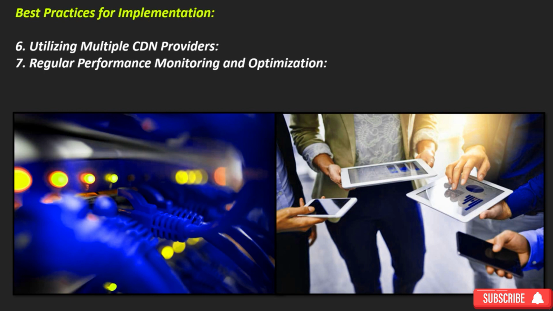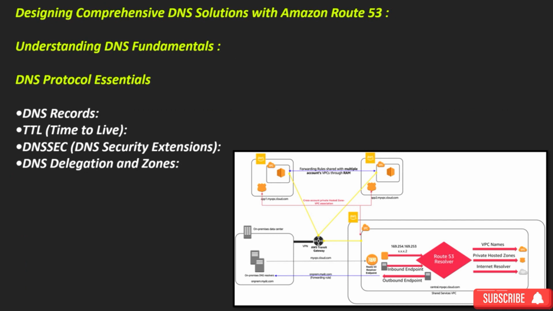Okay, the next point we need to discuss is designing comprehensive DNS solutions with Amazon Route 53. The Domain Name System, the DNS, is the backbone of the internet, translating user-friendly domain names into IP addresses that computers use to identify each other. In the cloud era, having robust DNS solutions is crucial for ensuring seamless connectivity and efficient traffic management.